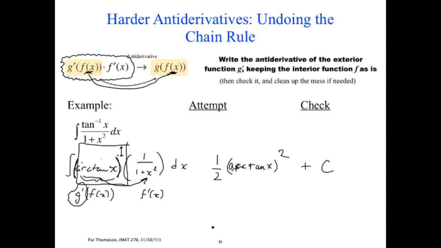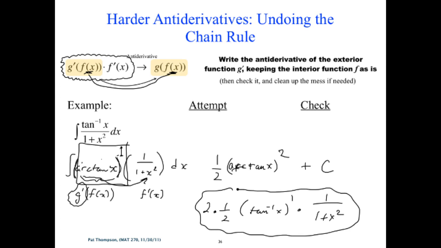Any questions about that one? We're done, right? So check it. Take the derivative. What's the derivative? 2 times 1/2 times arctan to the first times 1 over 1 plus x squared, the derivative of arctan. So there it is. That's exactly what we started with. So it's exactly like all the others, but harder because we don't write to the first power normally, but that's what you have to use. Power rule on something to the first power.